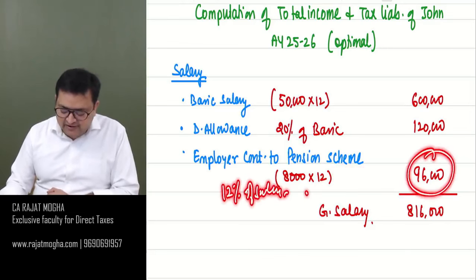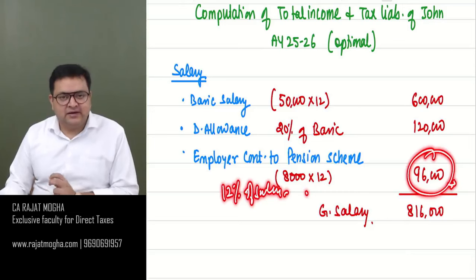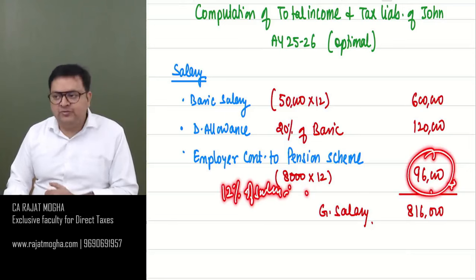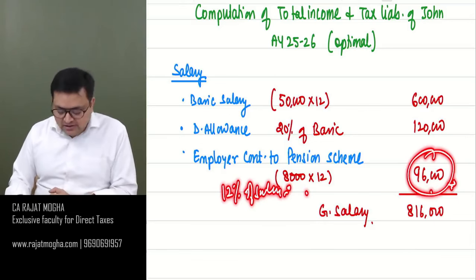So we will not make 96,000 entirely taxable over here. We will give a deduction up to 12% of salary. Salary here means basic salary, DA forming part, plus fixed percentage commission on turnover. Generally, you will get basic salary plus DA forming part. So just calculate 12% of it.